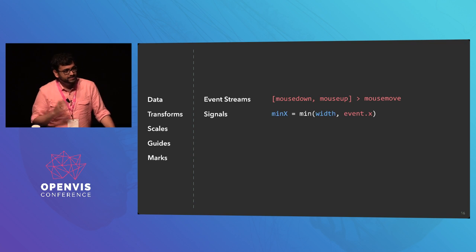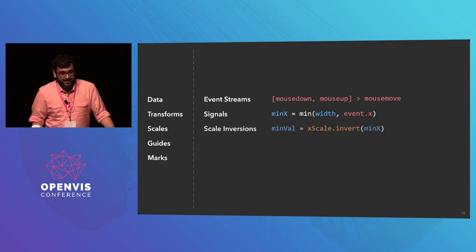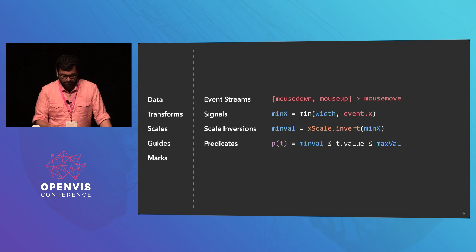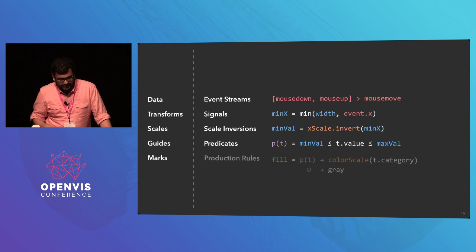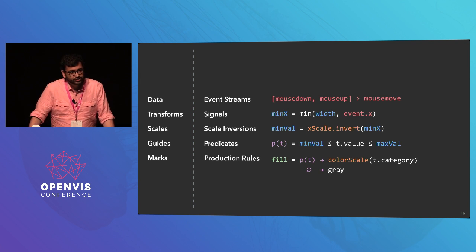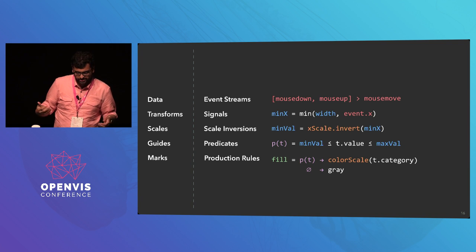These event streams then feed signals, which are dynamic variables. Their values automatically update and recalculate whenever a new event fires. Scale inversions take these signal values, which are by default in pixel or visual space, and move them up to the data level. So they're the opposite of scale transforms. Predicates build selections. So in this case, for example, it returns true or false if t.value lies between these min and max signal values. And then finally, production rules, which use these selections to actually affect some change to our visualization.